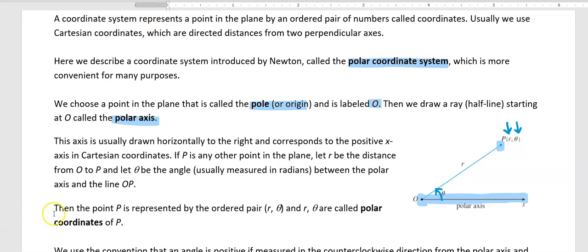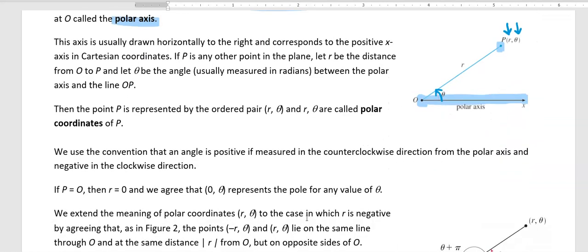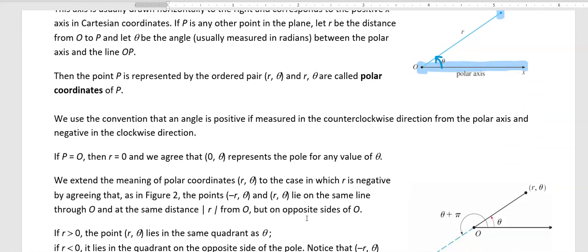The point P is represented by the ordered pair (r, theta), and r and theta are called polar coordinates of P. We use the convention that an angle is positive if measured in the counterclockwise direction from the polar axis and negative in the clockwise direction. If P is equal to O, then r is equal to 0. In other words, if your point P is located at the origin, then your r is equal to 0. And we agree that (0, theta) would represent the pole for any value of theta.